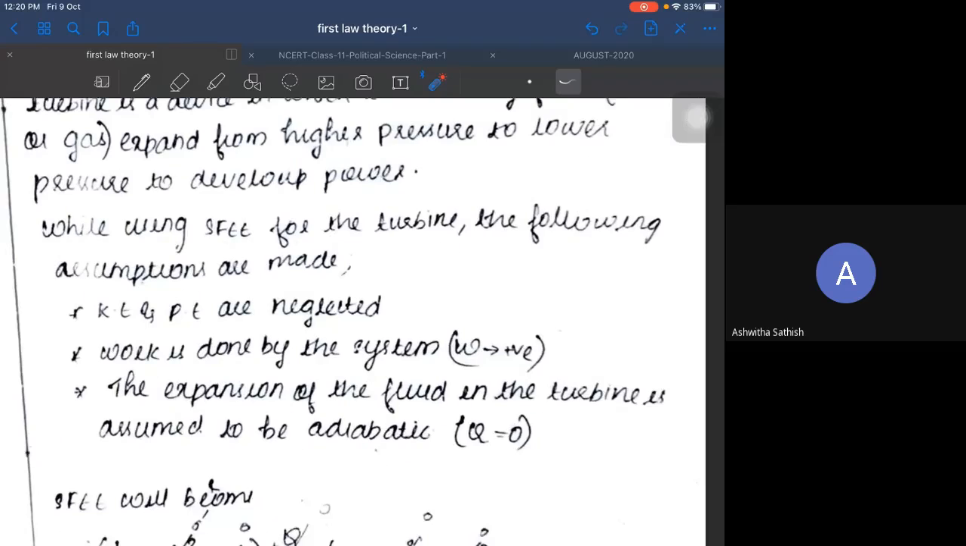What is important again are the assumptions. The kinetic energy and potential energy are neglected, same as in the case of a compressor. Work done by the system is positive, because it's a turbine and you are getting work output from the system. The expansion of the fluid in the turbine is assumed to be adiabatic. If you assume it as an adiabatic process, then Q would be 0.